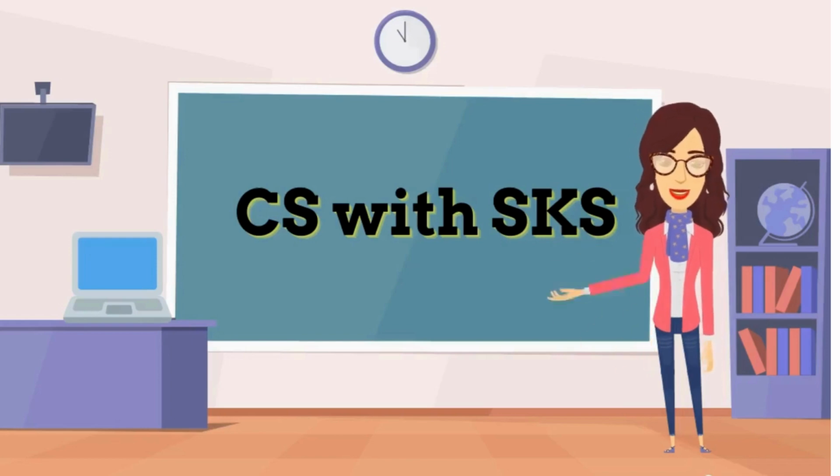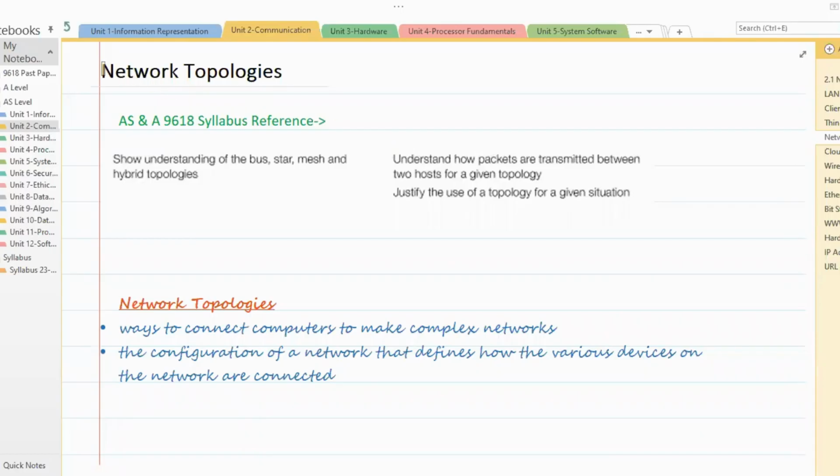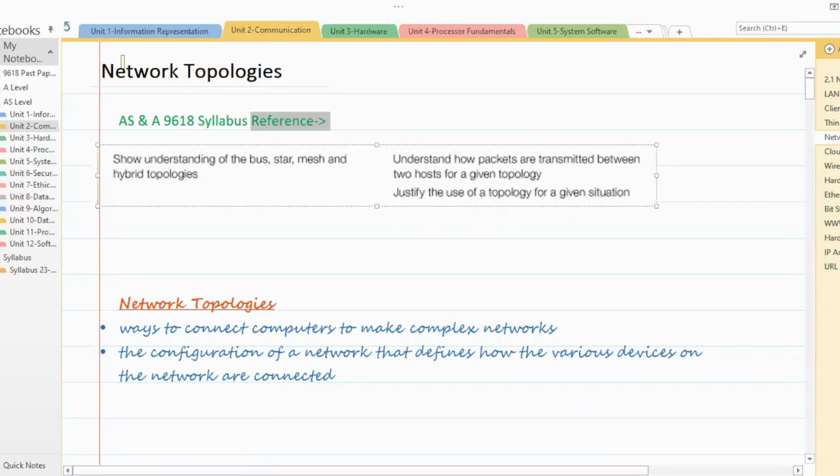Let's learn computer science. Our today's topic is network topologies, right? Syllabus reference for S&A 9618: show understanding of bus, star, mesh, and hybrid topologies. Under that, you should know how packets are transmitted between two hosts for the given topology and justify the use of topology for a given situation.